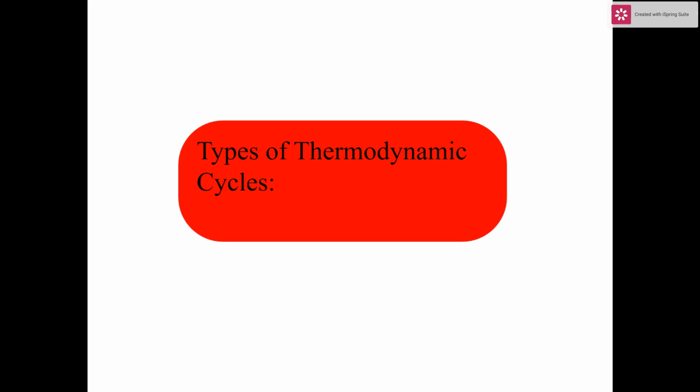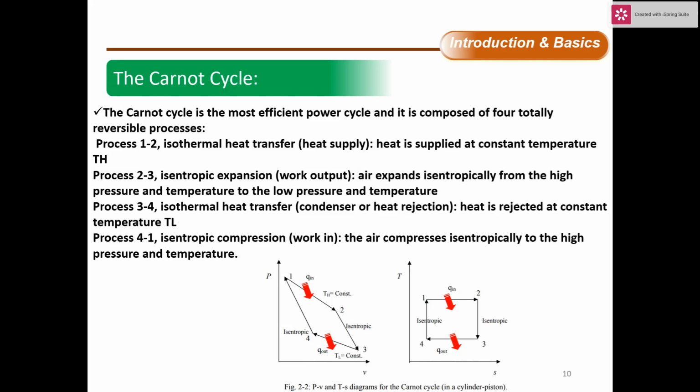Now, we are discussing thermodynamic cycles. First, the Carnot cycle. The Carnot cycle is the most efficient power cycle and is composed of four totally reversible processes. First, process 1 to 2: isothermal heat transfer, where heat is supplied at constant temperature.